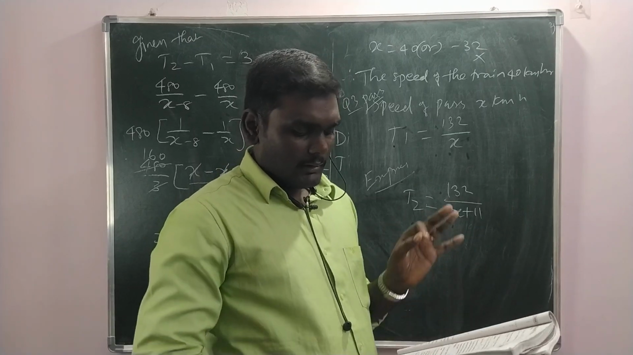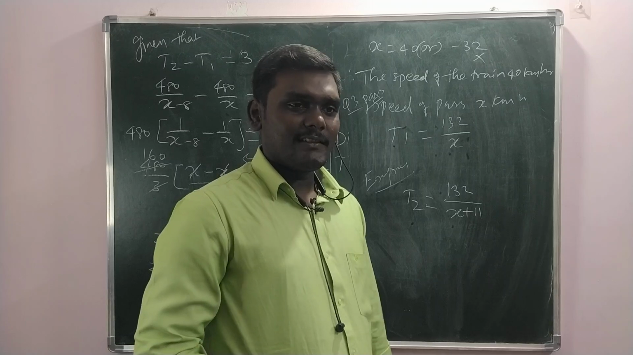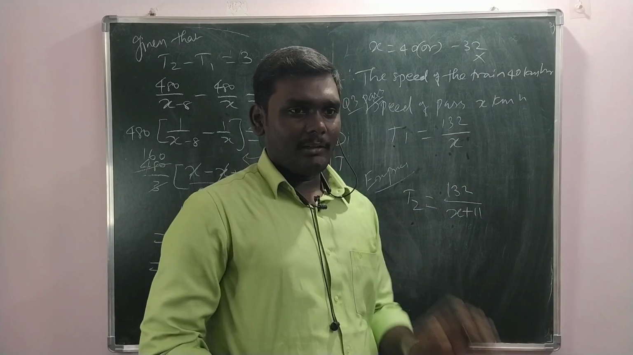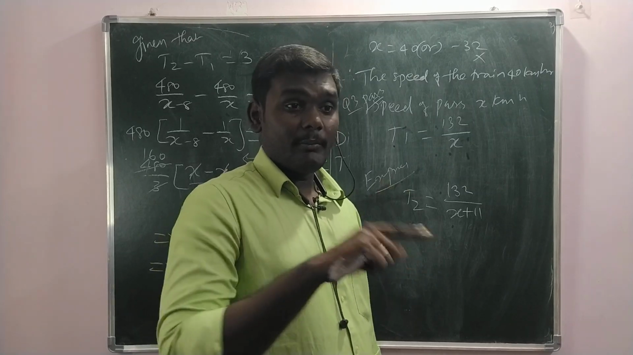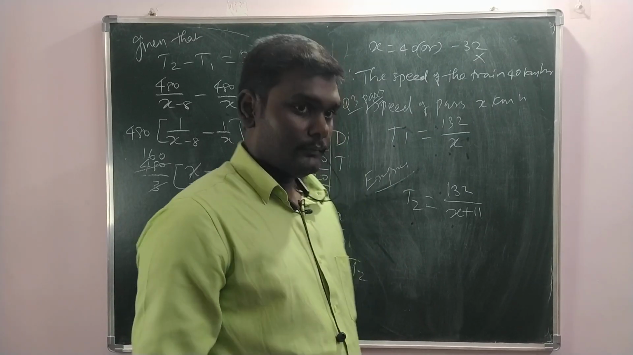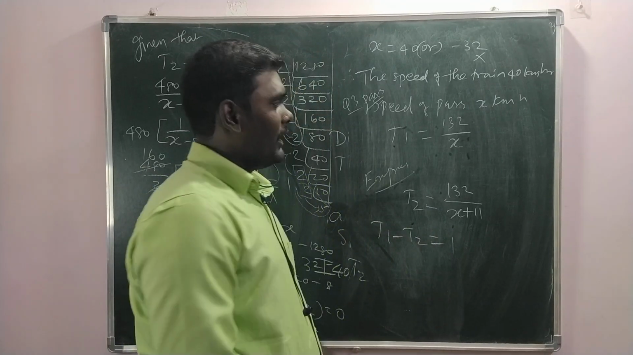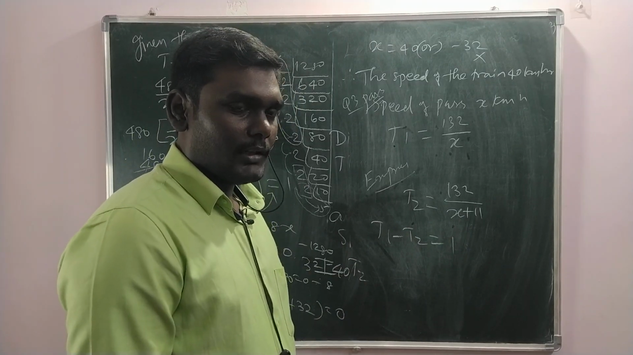Okay, now read the question. An express train takes 1 hour less than the passenger train. Then which is greater? Time taken by the passenger train or time taken by the express train? Then T1 minus T2 or T2 minus T1? That is it. T1 minus T2 is equal to 1. When you substitute this and cross multiply, you will get one quadratic equation.